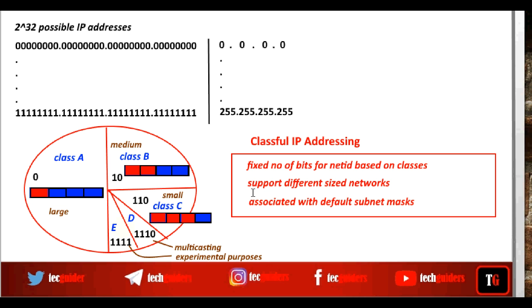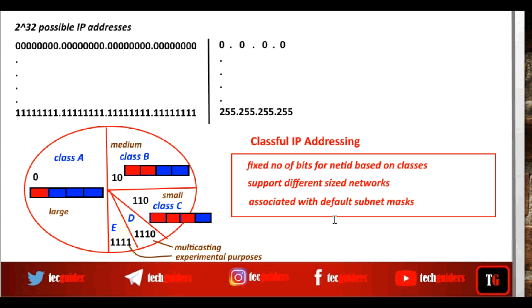And since the classful IP addresses are associated with their default subnet mask, they themselves keep information regarding what part of them identifies the network and what part of them identifies the host within the network. Thus, routing seemed to be much easier.